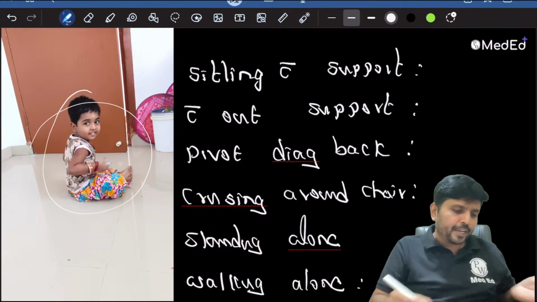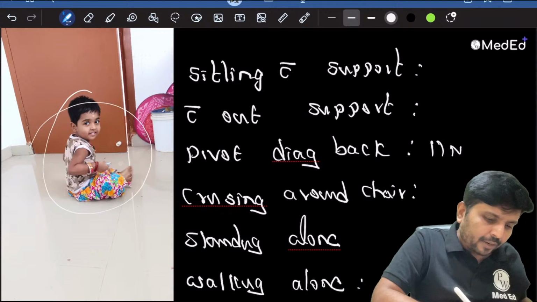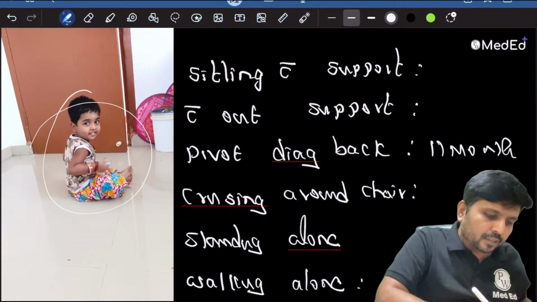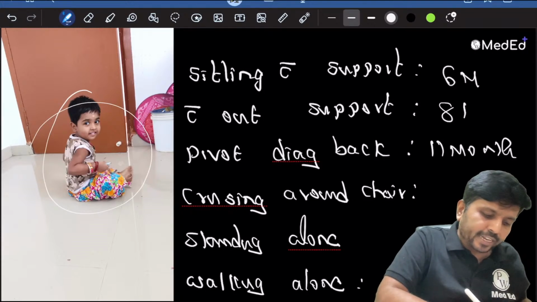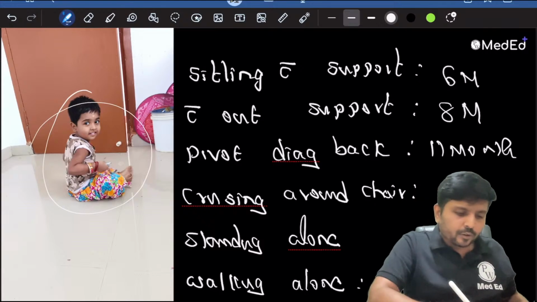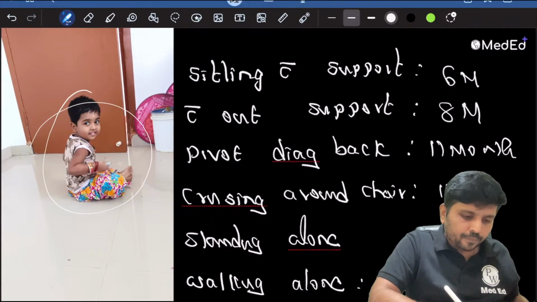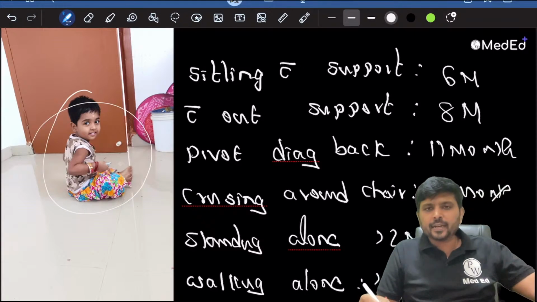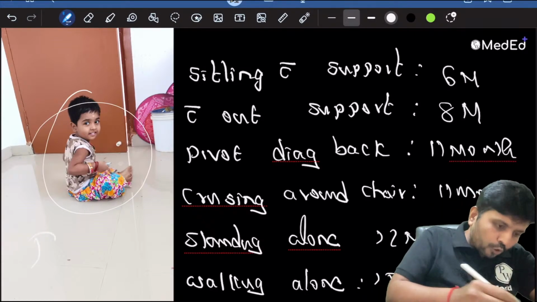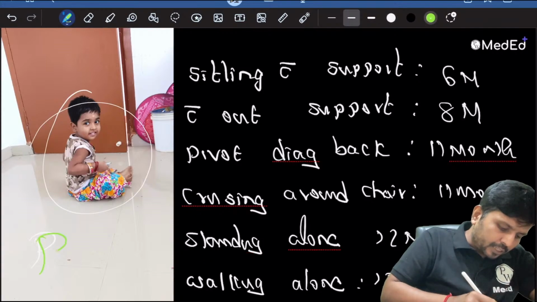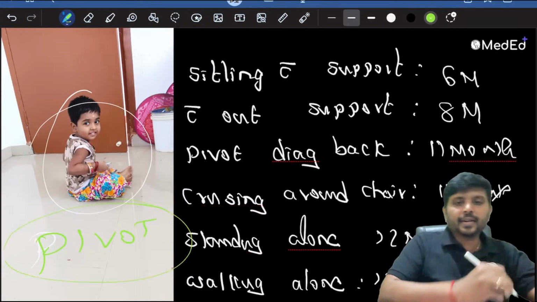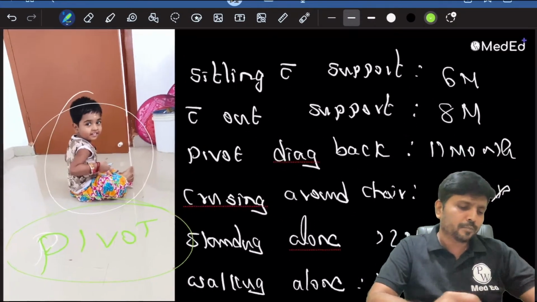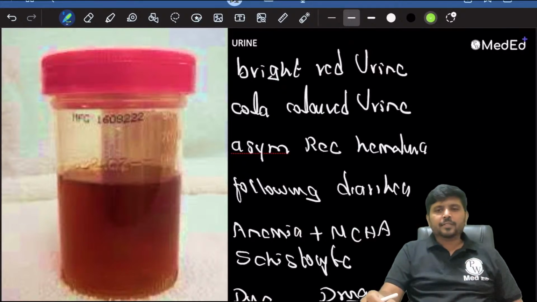What is this? Pivot. Pivot by 11 months. Sitting with support 6 months, without support 8 months. Cruising around the chair 11 months. Standing alone 12 months. Walking alone 15 months. This is pivot. Very, very important. Turning diagonally back towards sound. This is pivot. So what is this?